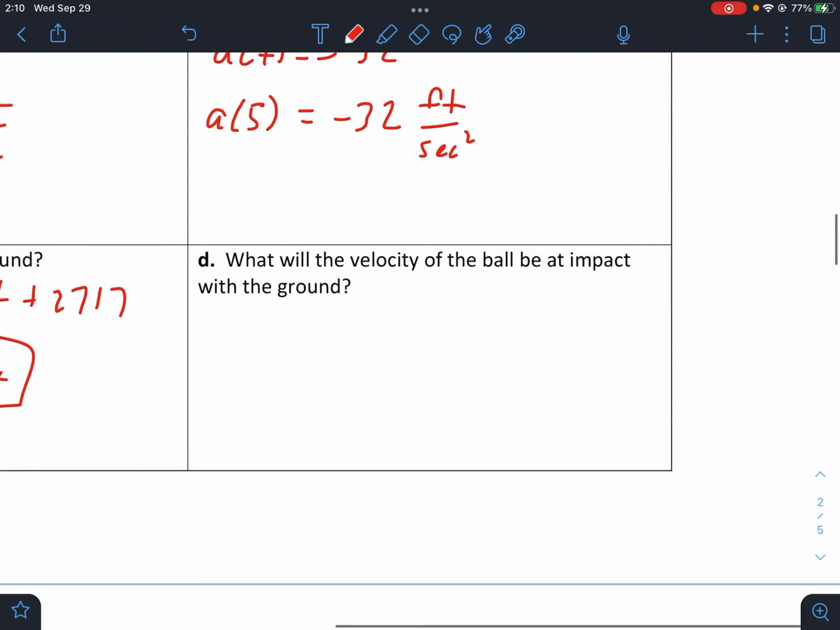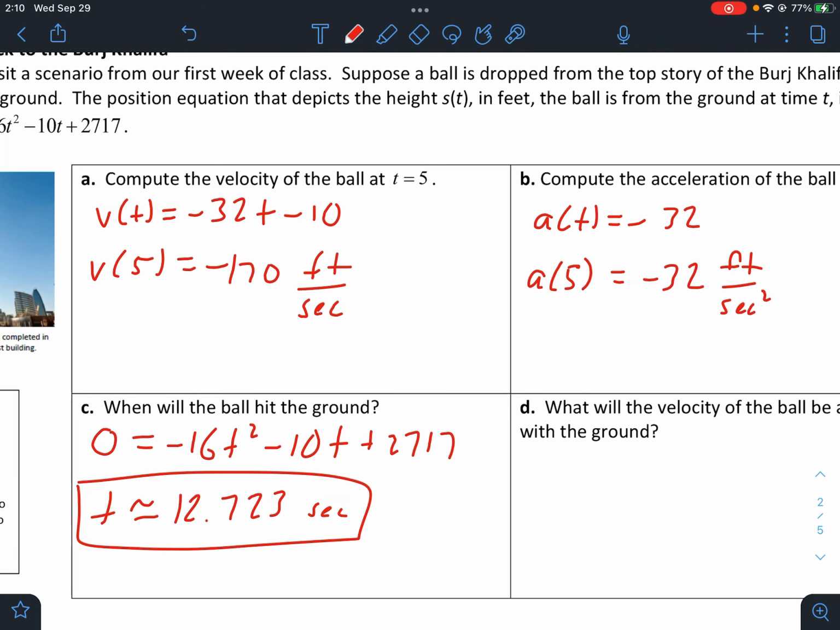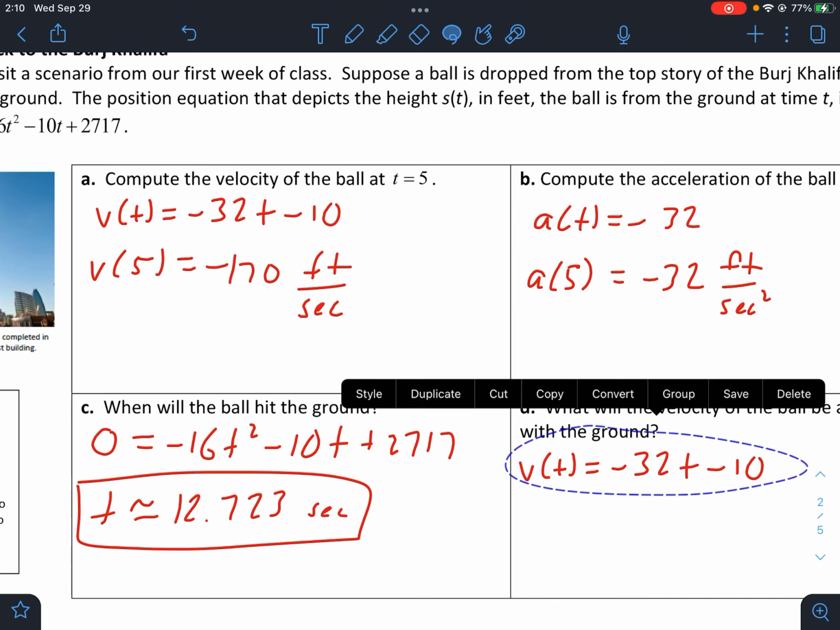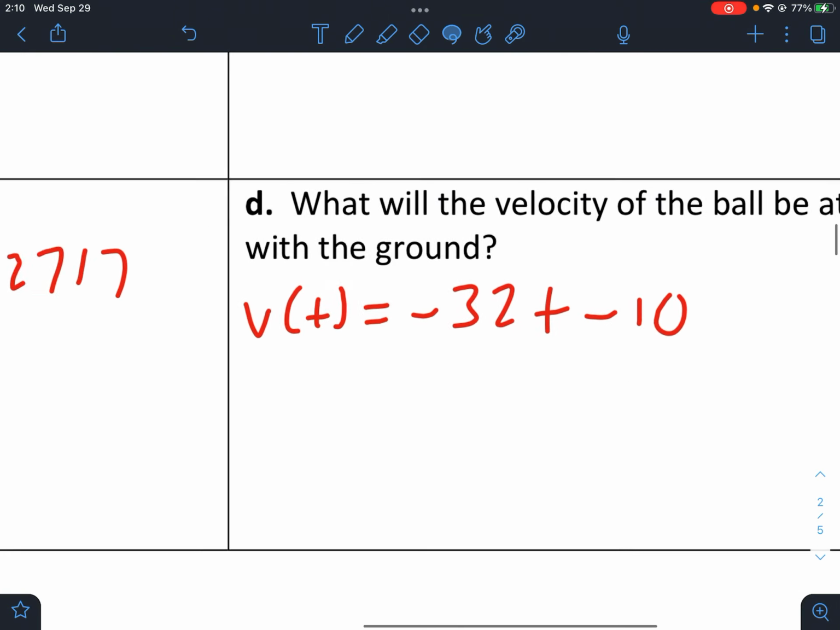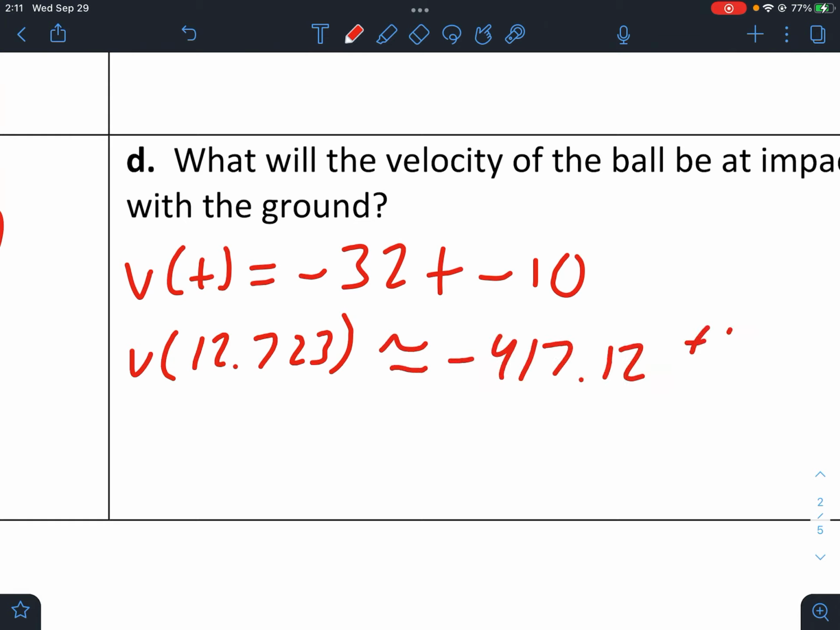So then D says, what is the velocity of the ball when it hits the ground? Not after, because obviously after would be 0. But we're going to take this velocity equation, and we're going to place 12.723 in for t. And again, we can use our calculator to help with this. It would be negative 417.12 feet per second.